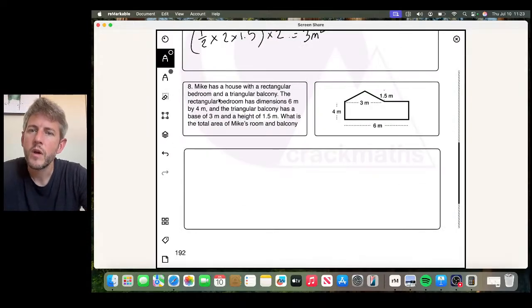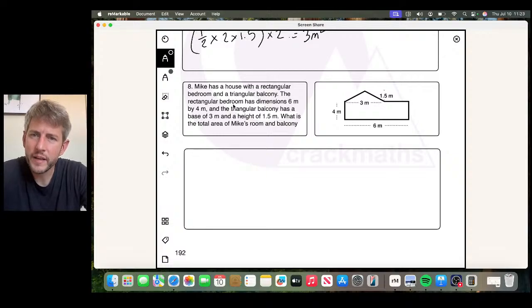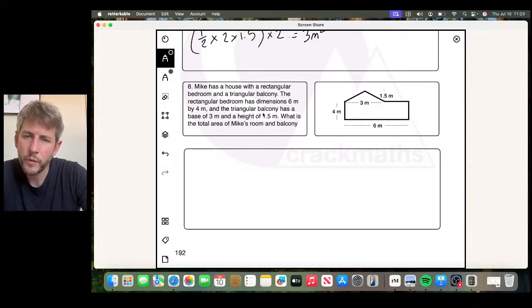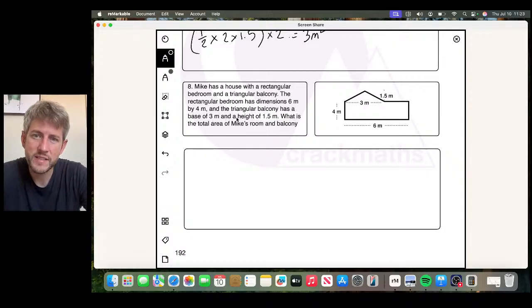Here we go. Mike has a house with a rectangular bedroom and a triangular balcony. The rectangular bedroom has dimensions 6 meters by 4 meters, and the triangular balcony has a base of 3 meters and a height of 1.5 meters. Okay, we can see that in the diagram. What is the total area of Mike's room and balcony?